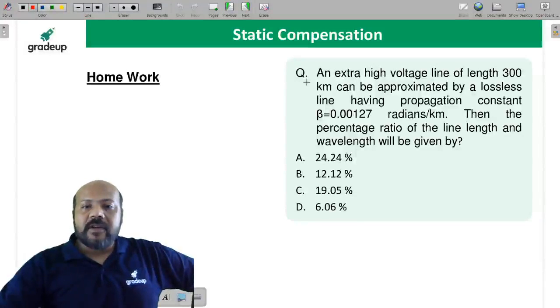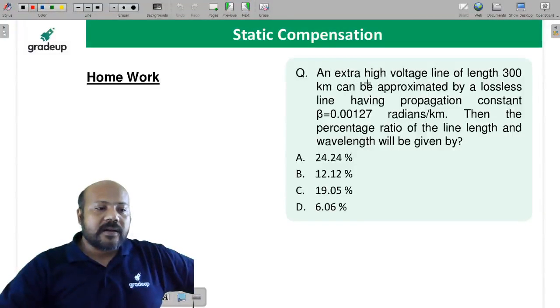Now, the first question I have given as homework, Kaja is saying D option. Yes, D is the correct option.